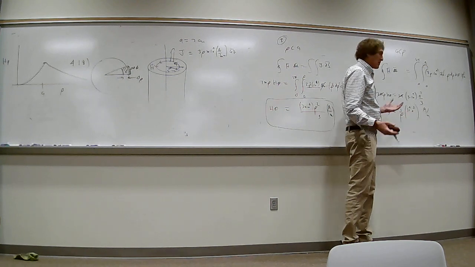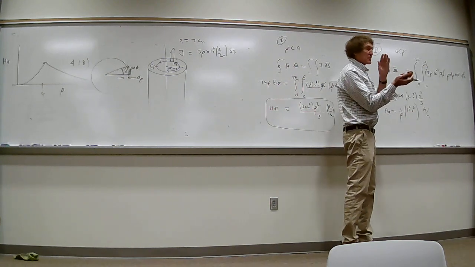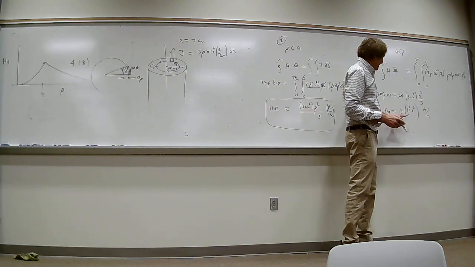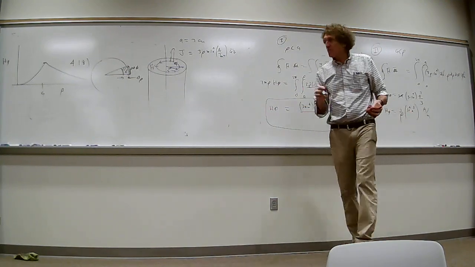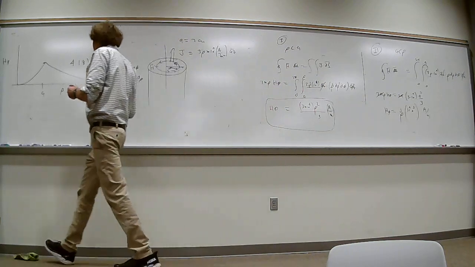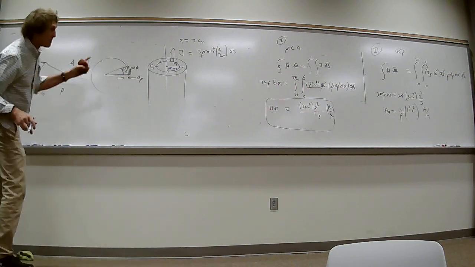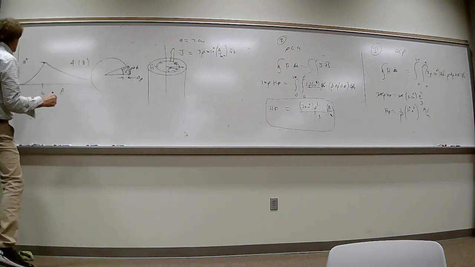And the peak value, the value at the transitional point, you would put rho equal to a, and that means you would have a squared times 10 to the 4th as the value right here. So the peak value would be a squared times 10 to the 4th.